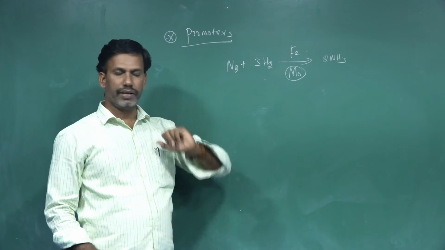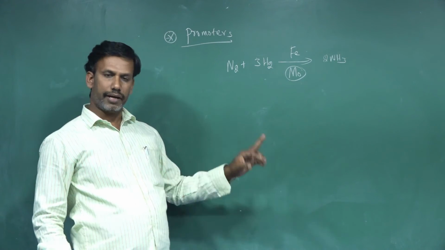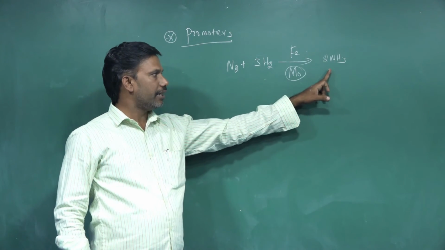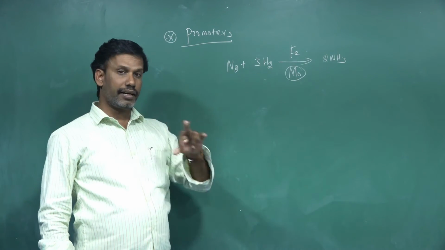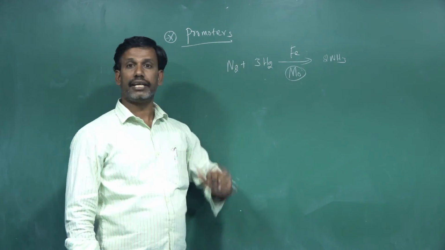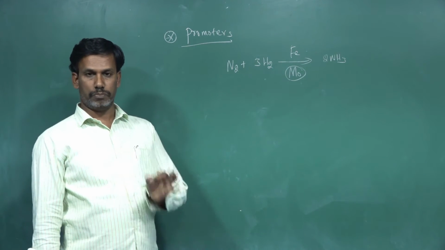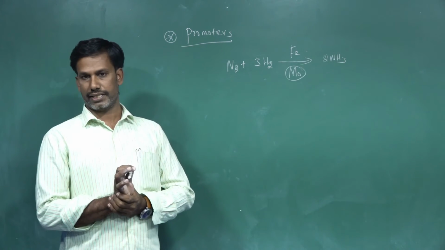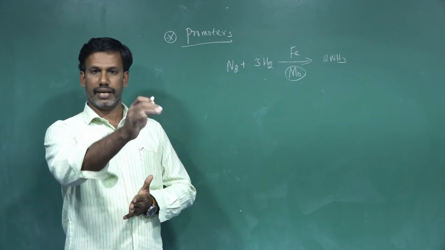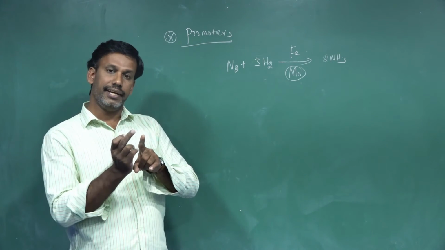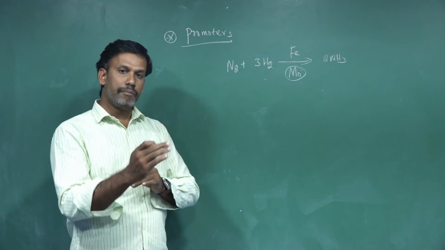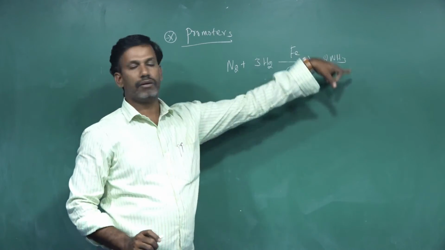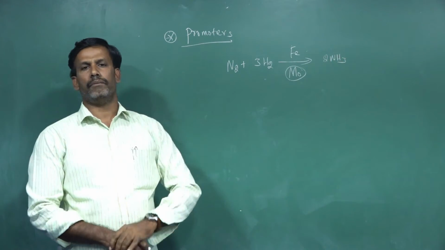Sir, what happens when you add molybdenum? If you add molybdenum, it does not directly get involved in the reaction, but indirectly it enhances the activity of the catalyst. So a promoter is a substance which enhances the activity of the catalyst, not the rate of the reaction. By enhancing the activity of the catalyst, it becomes more active to get a more yield.